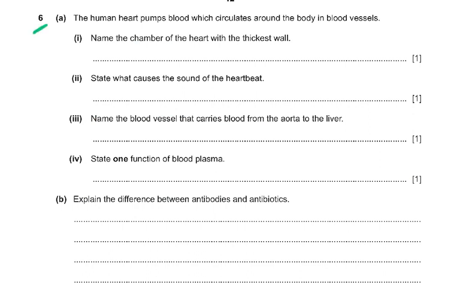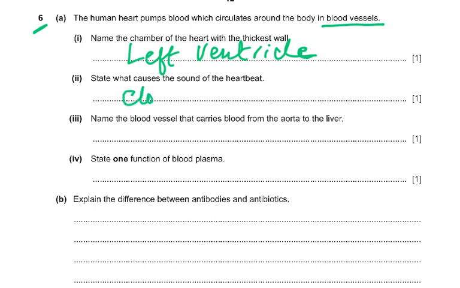The human heart pumps blood which circulates around the body in blood vessels. Name the chamber of the heart with the thickest wall. Naturally, it's the left ventricle. The left ventricle pumps blood with a greater force because it has to go into the aorta, and the aorta carries it to all the different parts of the body. State what causes the sound of the heartbeat, the lub-dub. That is the closing of the valves. Closing of the valves causes this lub-dub.